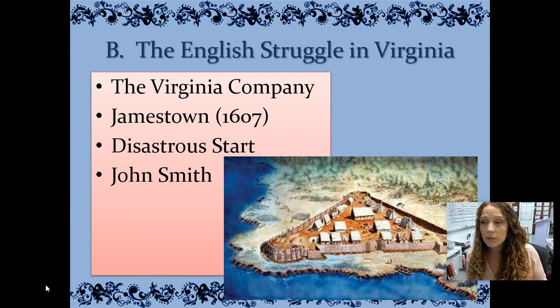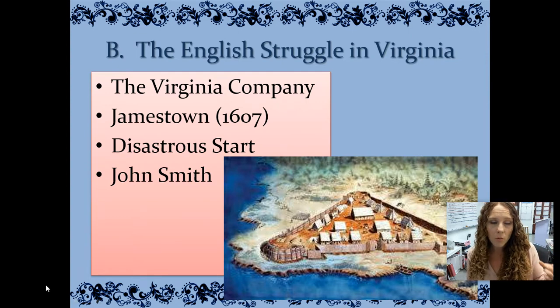The winter comes, and winters can be pretty harsh in Virginia, and they haven't built any houses, and they don't have any food. More than half of the colonists die in the first year. There are stories of people resorting to eating their shoes, eating the bark off of trees. There are even some stories of cannibalism taking place in the early years at Jamestown because things were so bad.